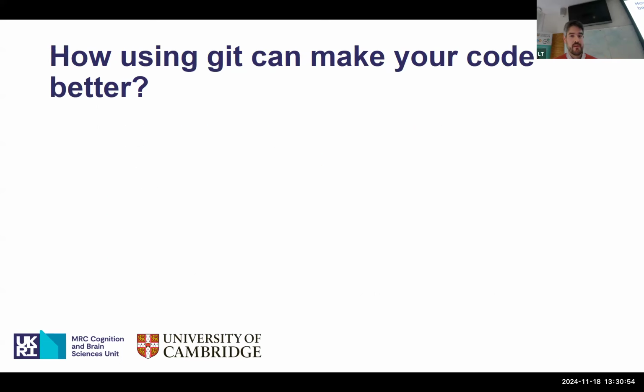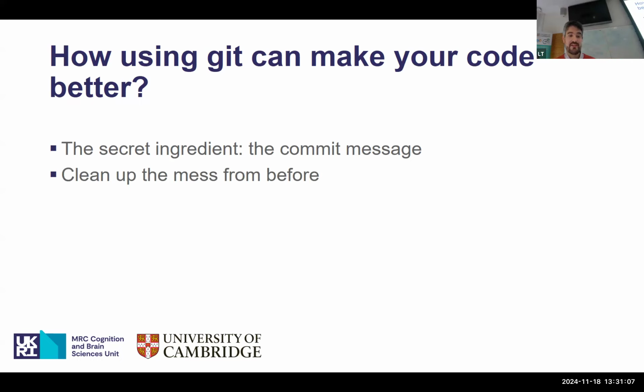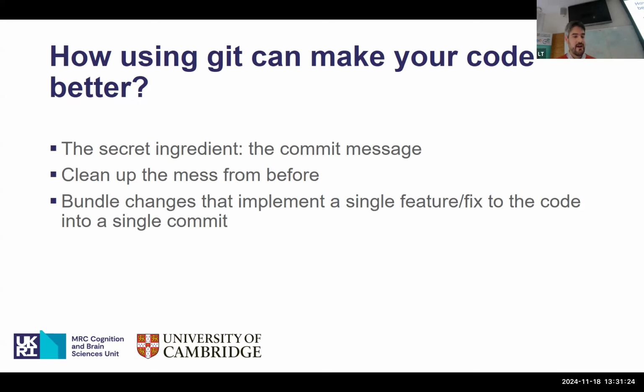Okay. How can Git make your code better? Well, I think the secret ingredient is the commit message, because then you have to distill your change into one intelligible sentence, which is informative. That makes you, for example, clean up the mess before you start. It happens all the time with me as well. So I did something, I haven't committed it. Oh, before I can commit now, okay, let's just clean this up. And now we can start and make sure that I'm just including something which is related to that particular change.